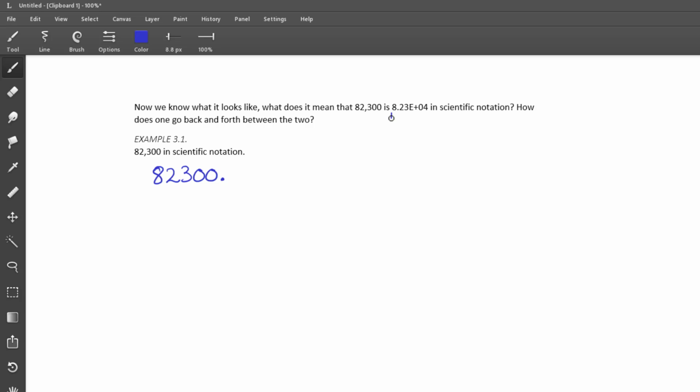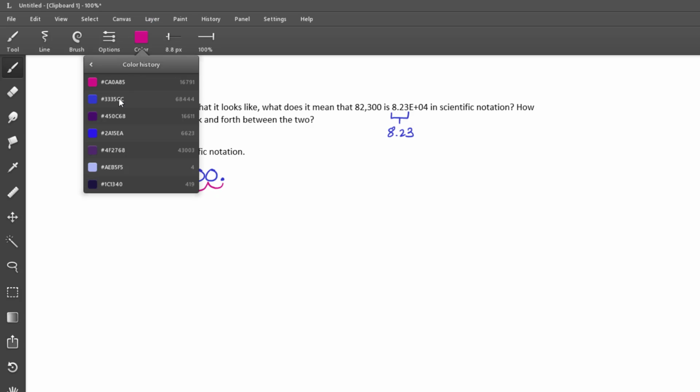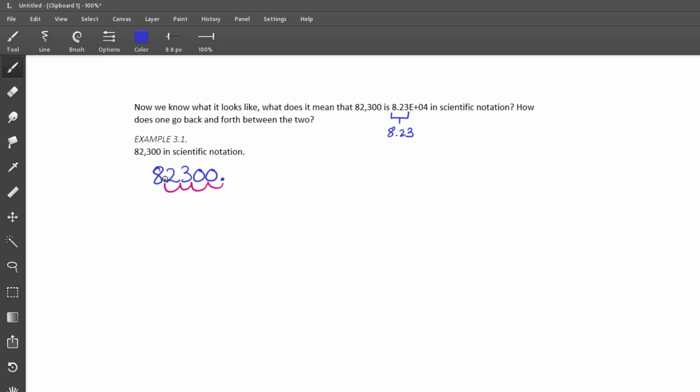Now, look at this part of the number in scientific notation, that first part, 8.23. So how are we going to get there? Well, I am going to take the decimal point I just wrote in, and I'm going to hop it once to the left. That puts it between the two zeros. I'm going to hop it twice to the left. That puts it between the 3 and the 0. Then I'm going to hop it 3 times to the left, puts it between the 2 and the 3. Hop it 4 times to the left, and it is between the 8 and the 2, and that is where I'm going to put it for my scientific notation.